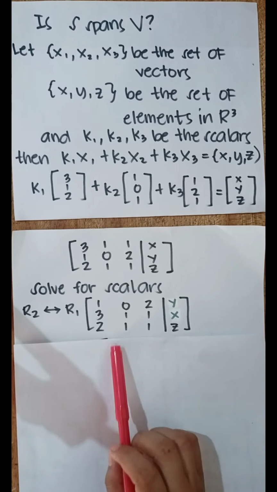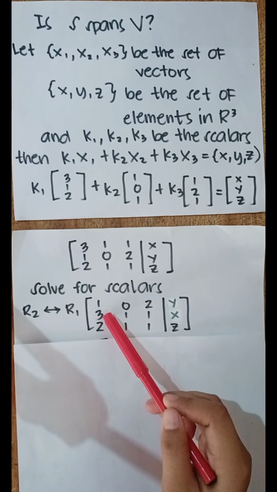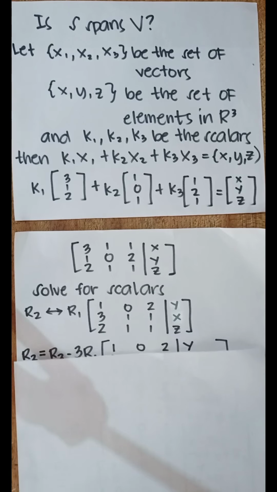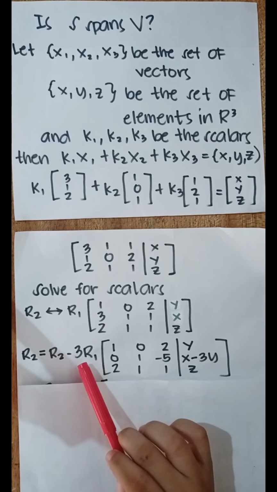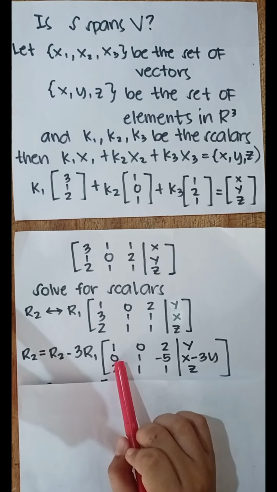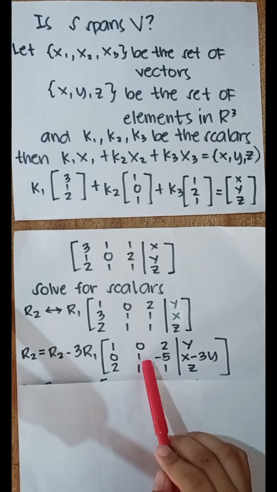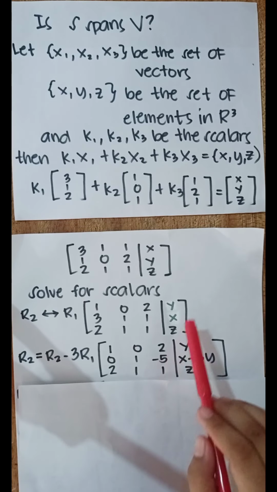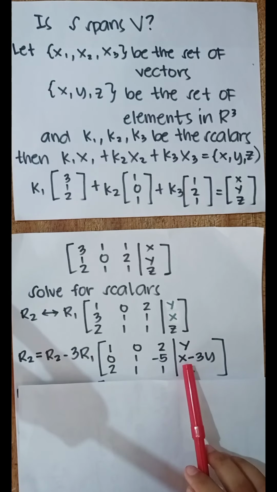At this point, we proceed to the other numbers in column 1. We are going to make the numbers 3 and 2 become 0. To make this number 3 zero, we subtract R2 minus 3R1. So 3 minus 3 times 1 is equal to 0. 1 minus 3 times 0 is 1. 1 minus 3 times 2 is negative 5. And x minus 3y is, of course, x minus 3y.